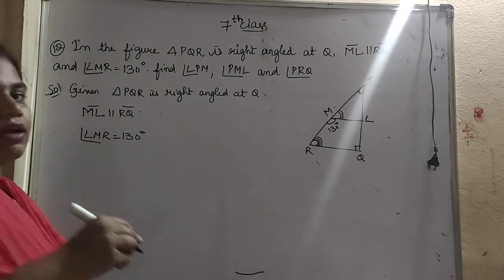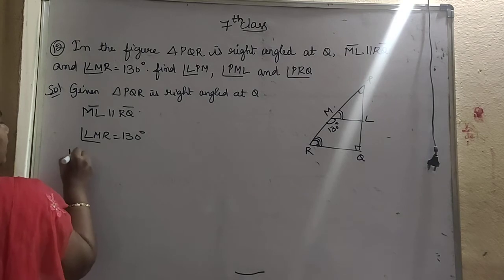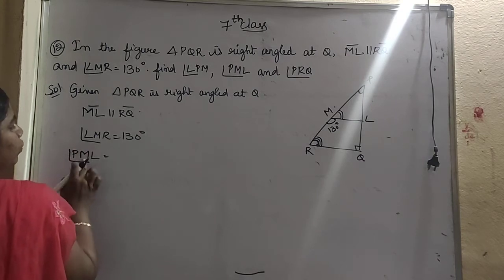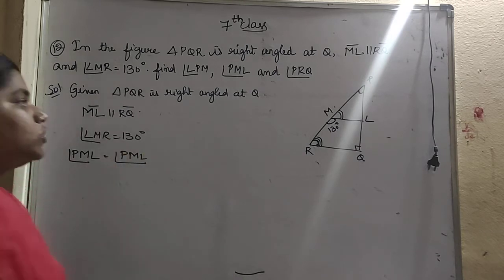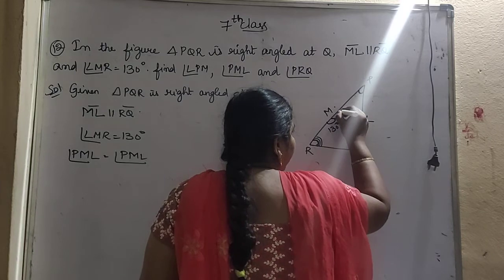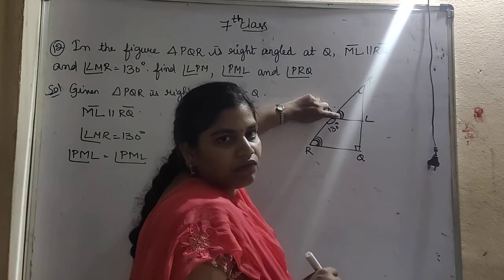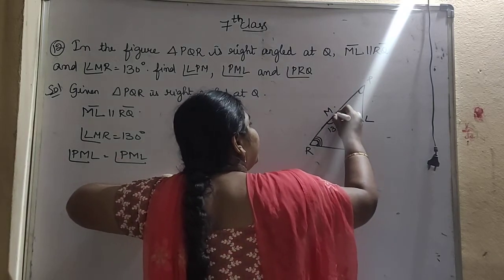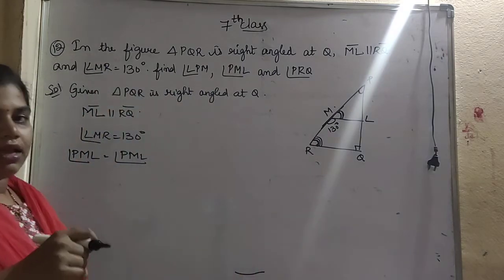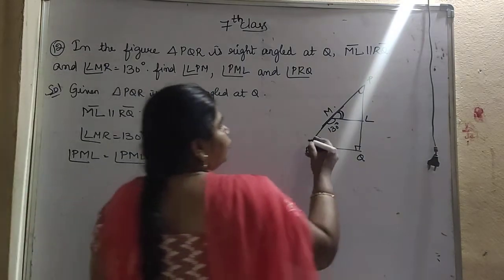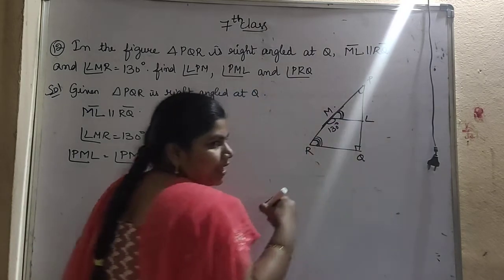Now first, which angle am I finding? I am finding this PML. So how to find this PML, we will see. We don't know this value, so I am writing it as PML only. If you see this figure, here it is 130, and this angle we have to find. So here it is forming one linear pair. A linear pair is nothing but it forms one straight angle, that is equal to 180 degrees. So if you take this RML plus LMR, it forms a straight angle.